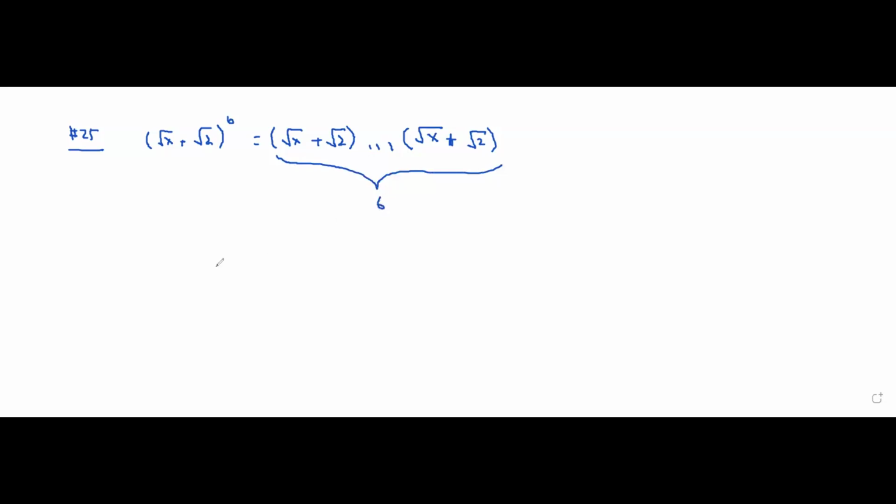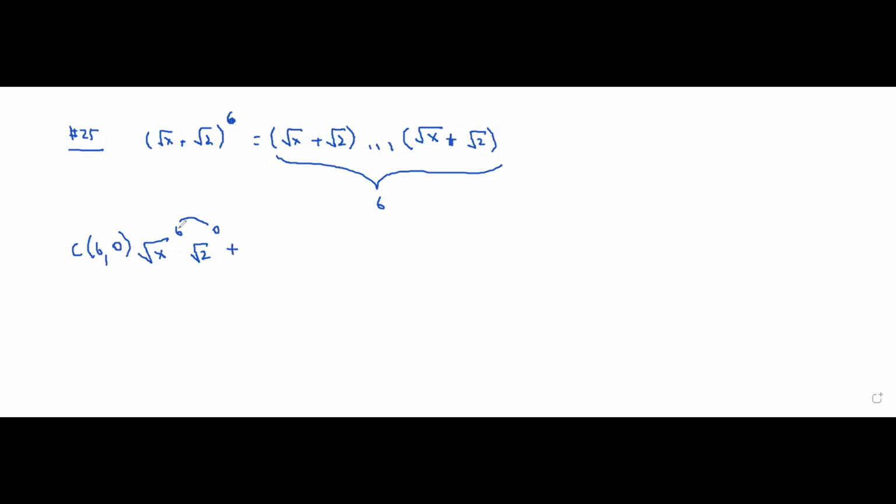So what does the formula say? Well, square root of x will be raised to the largest possible power, which is 6. And then square root of 2 will be raised to the smallest possible, which is 0. Notice the powers added always need to give you 6. There'll be some coefficient, a combination from 6 to 0. So I just care about powers. That's my first term.